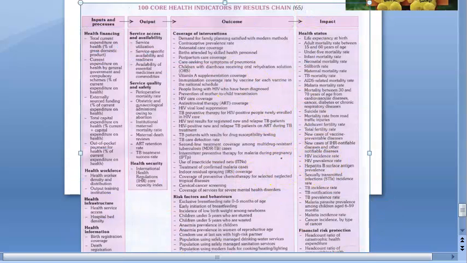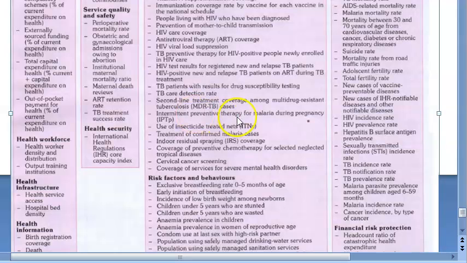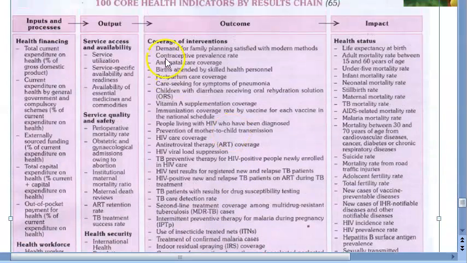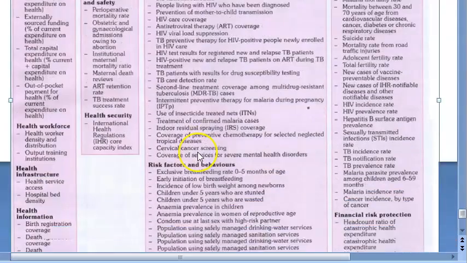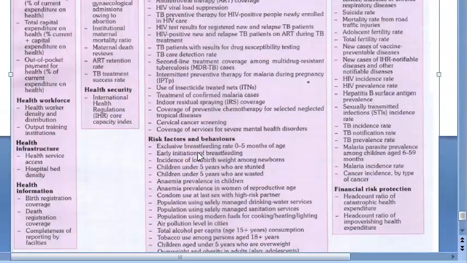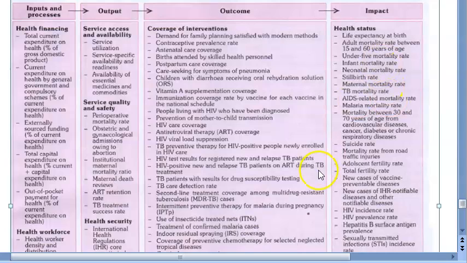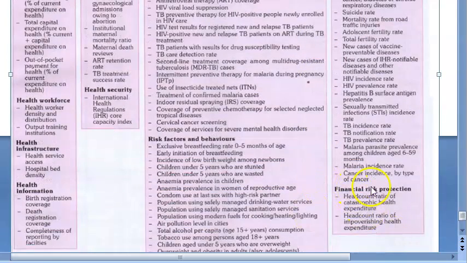What is there under outcome? Under outcome they have put coverage of interventions, demand for family planning, risk factors, behaviors, all that is coming, and finally it is affecting what the health status and the financial risk protection looks like. That is coming under impact.